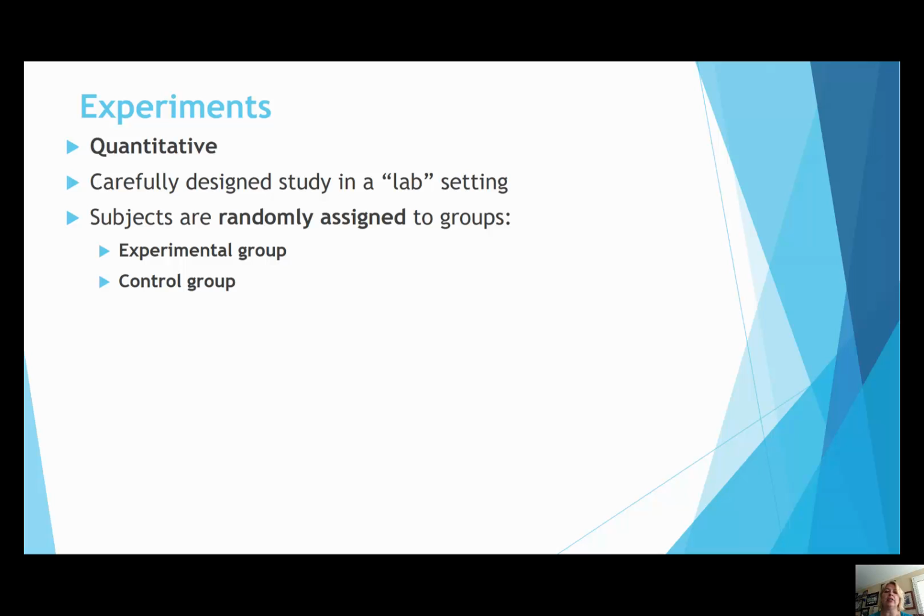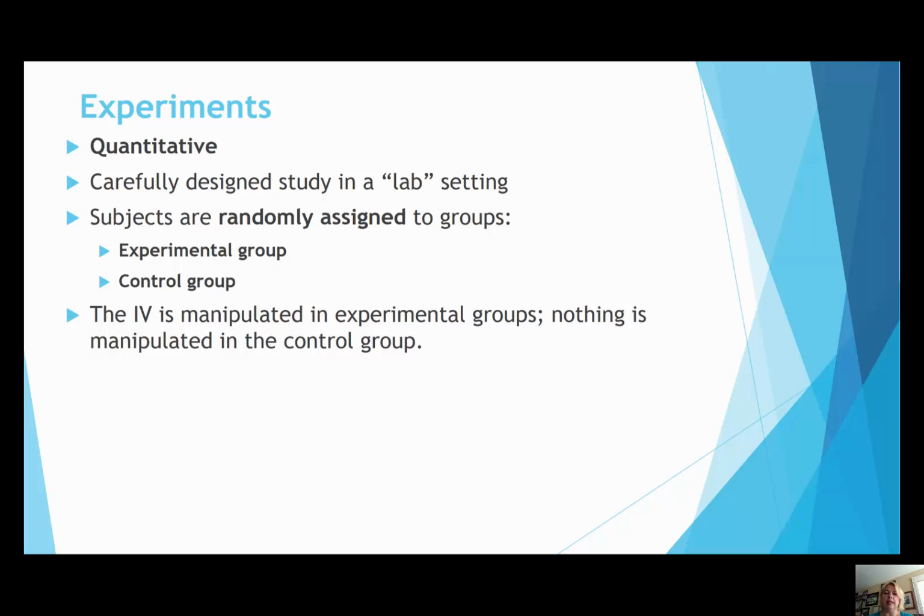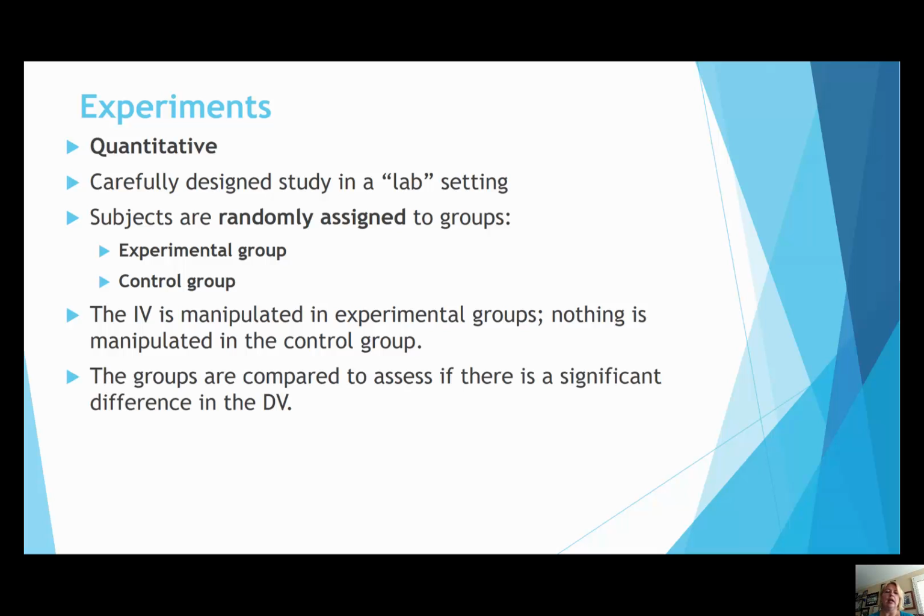Subjects are randomly assigned to groups, an experimental group and a control group. That way you know that there's equal chance for people to be assigned to one group or another, so that we know that the groups are essentially equal in various characteristics. The independent variable is manipulated in the experimental group. Nothing is manipulated in the control group. So in the control group, people just go about life as they normally would. In the experimental group, something is changed to see if there's an impact when that change occurs. The groups are compared afterwards to assess if there's a significant difference in the dependent variable.